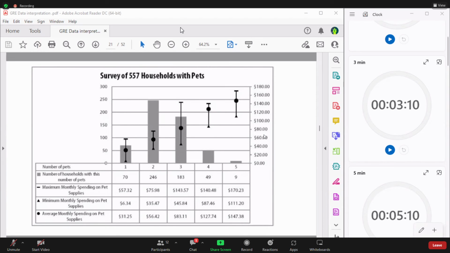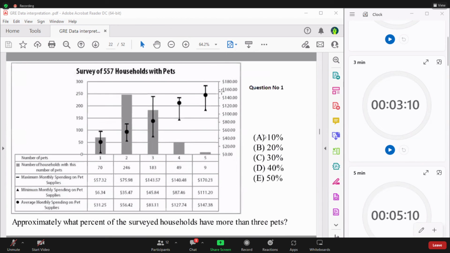Yes, sir. Okay, great. So, first question, we have approximately what percent of the surveyed households have more than 3 pets? So, more than 3 pets are 49 and 9, which is 58 out of 557. So, this can be approximately written as 580. So, basically, 10% of households have more than 3 pets.